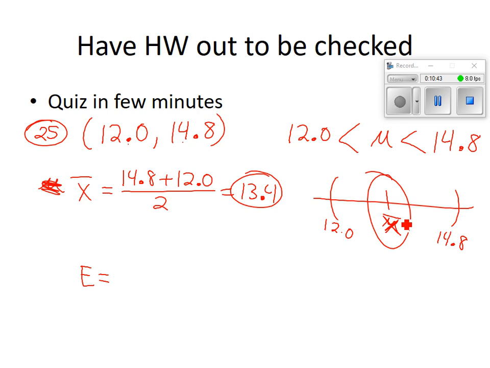To find the margin of error, that's just telling us how far we are going out each direction from this. All you've got to do is take these two numbers, and instead of adding them together, we subtract them, and we divide that answer by 2. 1.4.